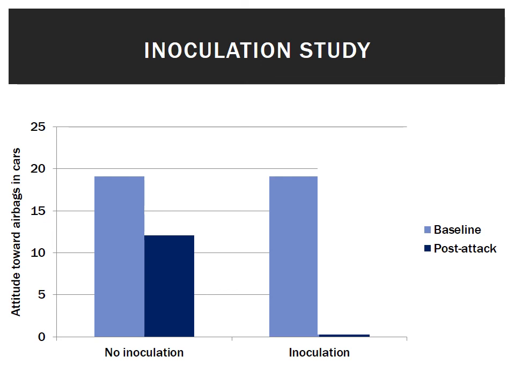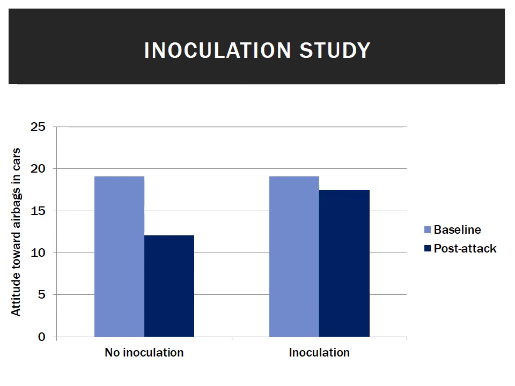Now, if we look at the post-attack dark blue bar for the no inoculation condition, we see attitude change. So we see that post-attack, meaning post-reading that article against airbags in cars, these participants are less positive toward having airbags in cars. So basically the persuasion worked. That article did persuade these people that we don't really need to have airbags in our cars. So persuasion worked in this case. People changed their attitudes.